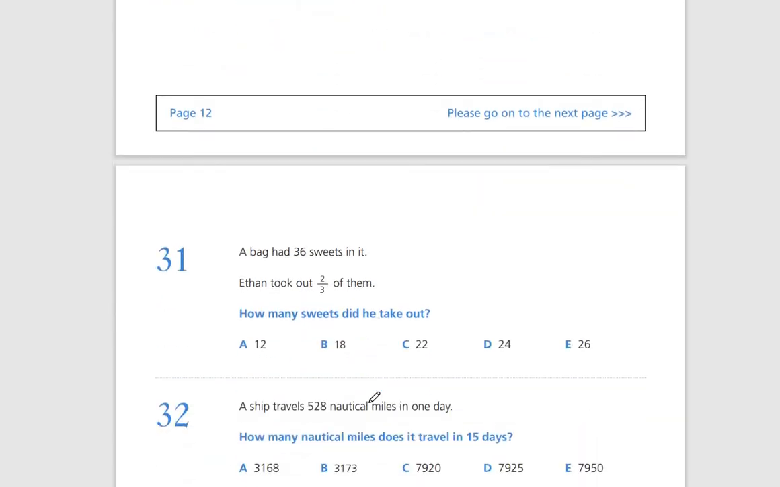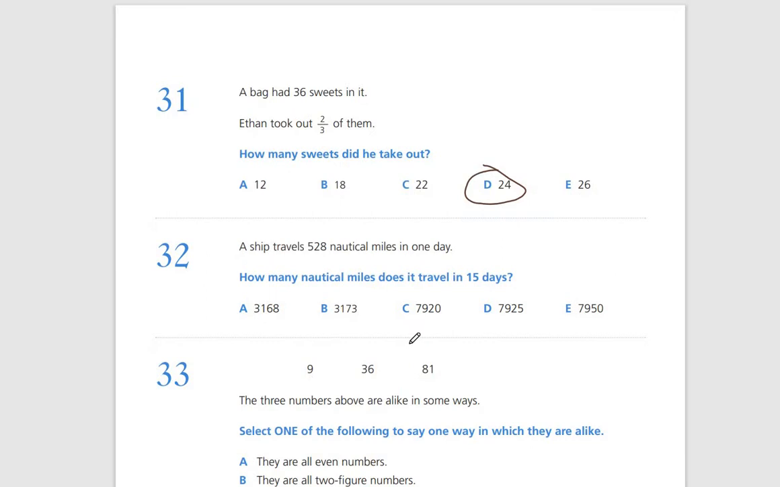31. A bag had 36 sweets in it. Ethan took 2/3 of them. How many sweets did he take? Well, you can do 36 times 2 divided by 3, or 36 divided by 3 times 2, or 2 over 3 times 36 over 1, and simplify it. If you do all of that, you will get the answer D, which is 24. He took out 24 sweets, or 2/3 of the sweets.